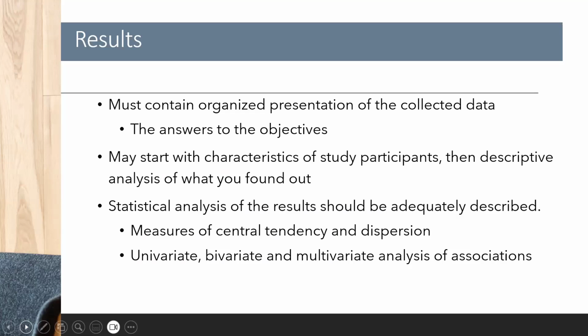For example, are you doing measures of central tendency and dispersion? Are you describing frequencies and proportions? Are you doing univariate, bivariate, and multivariate analysis of associations? So you better be sure what you're saying and why you're stating it. Remember that you must report only the things that are relevant to the objectives that you've written in the first place.